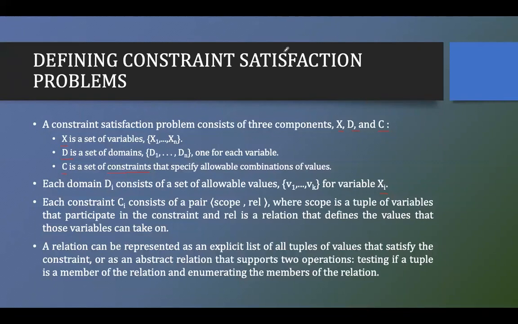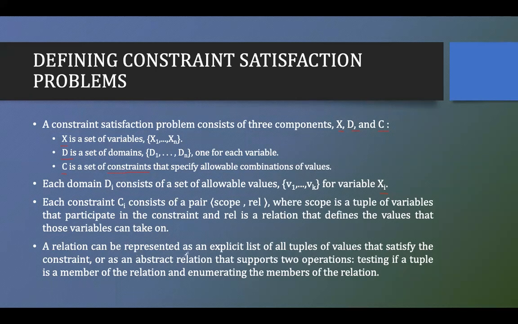Variable will be associated with each value, and values are nothing but allowable values based on the constraint, right? So we have mainly three things, X, D and C. Based on that only, this constraint satisfaction problem will be defined.